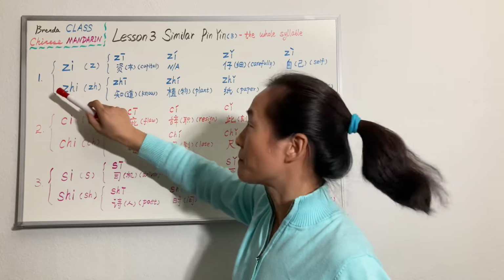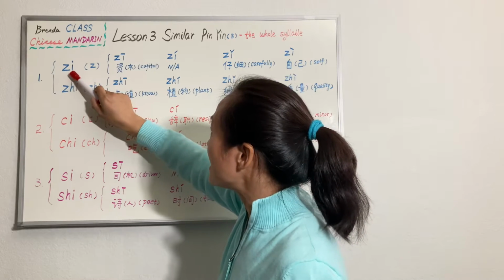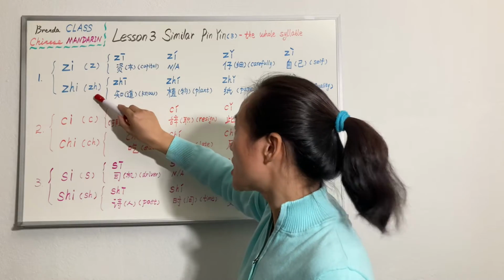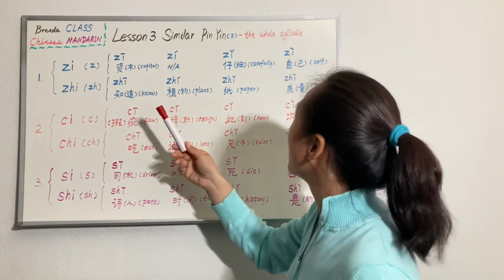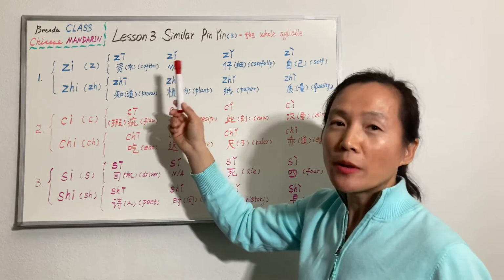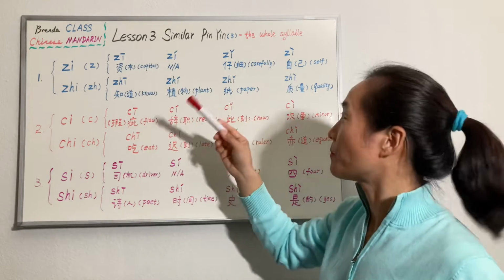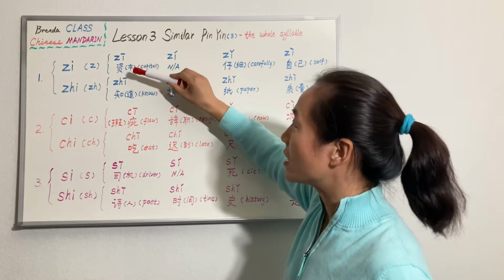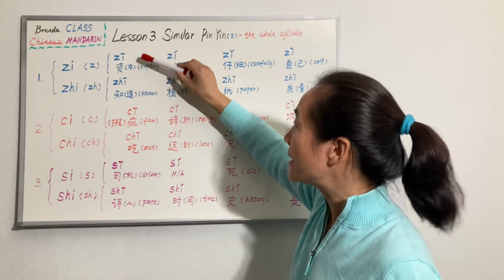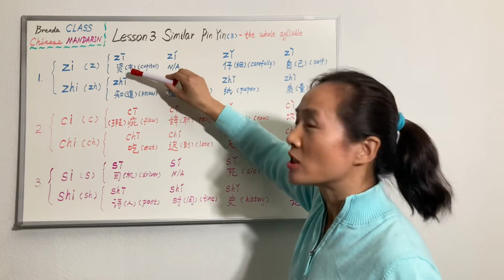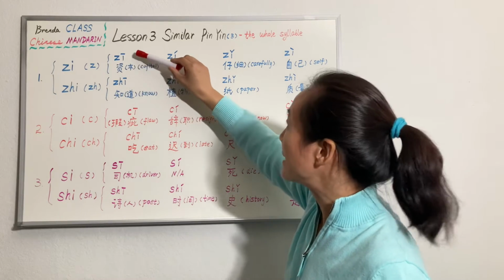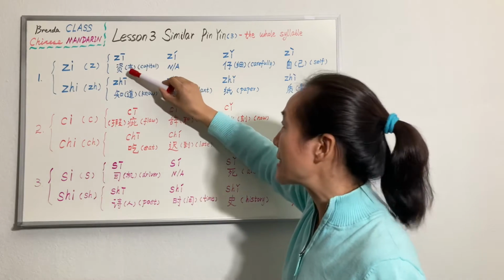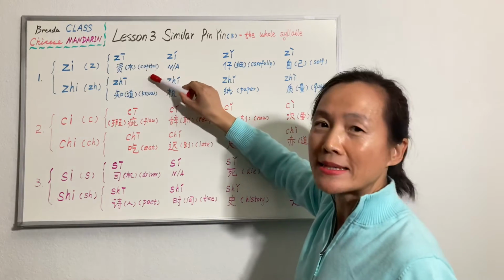First group. Zi, zi, zhi, zhi. Each whole syllable has four tones. The first tone, zi, zhi, zi, zhi. Zi ben. Zi ben means capital.